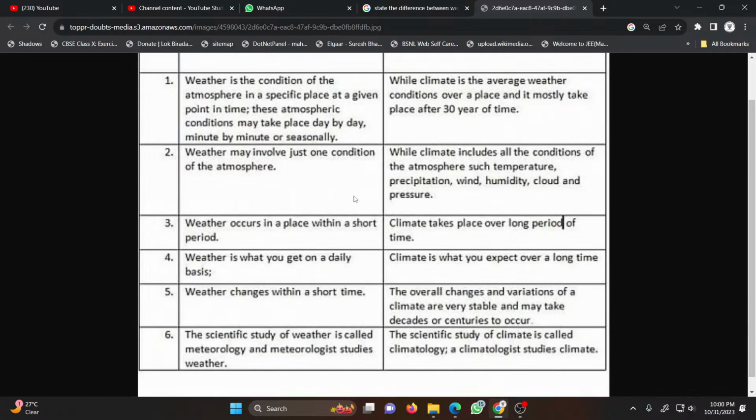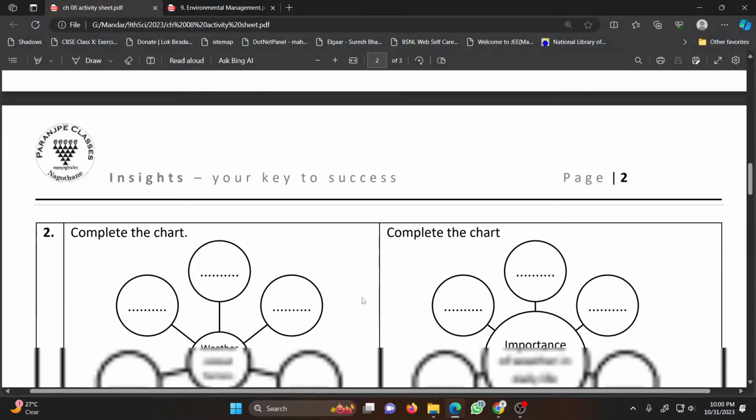Scientific study of weather is called meteorology. Scientific study of climate is called climatology. These are the differences between weather and climate.